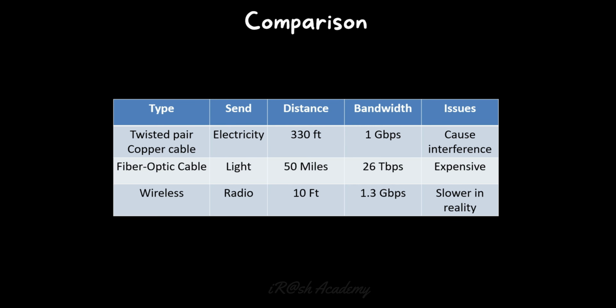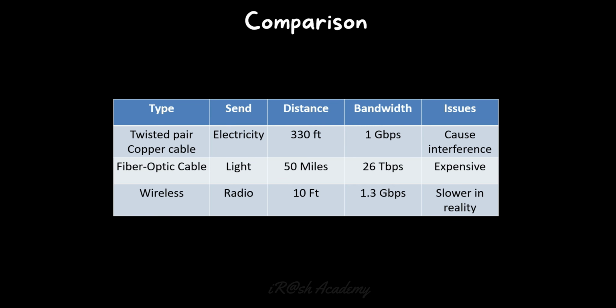The first one is twisted pair copper cable, and it uses electricity to send and receive the data. The maximum distance supported is 330 feet, that means less than 100 meters, and the maximum bandwidth supported is 1 Gbps. That means by using the twisted pair copper cable, we can send data with a maximum bandwidth of 1 gigabit per second. The major problem with the twisted pair copper cable is that it causes interference because it uses electrical signals. We know that when electricity passes through a metal conductor, magnetic loops are formed which cause interference.